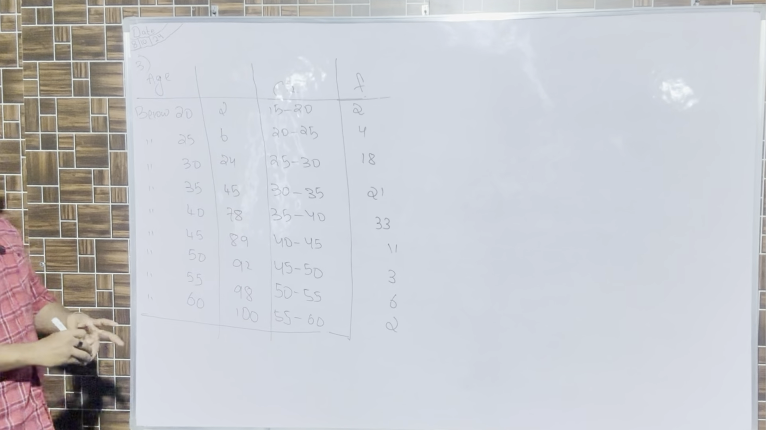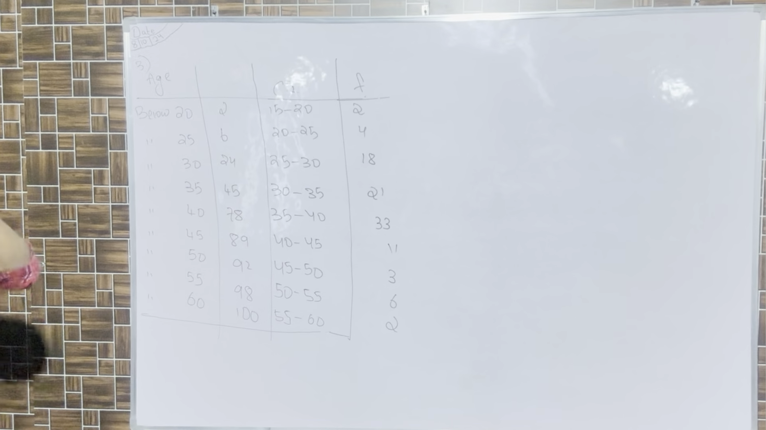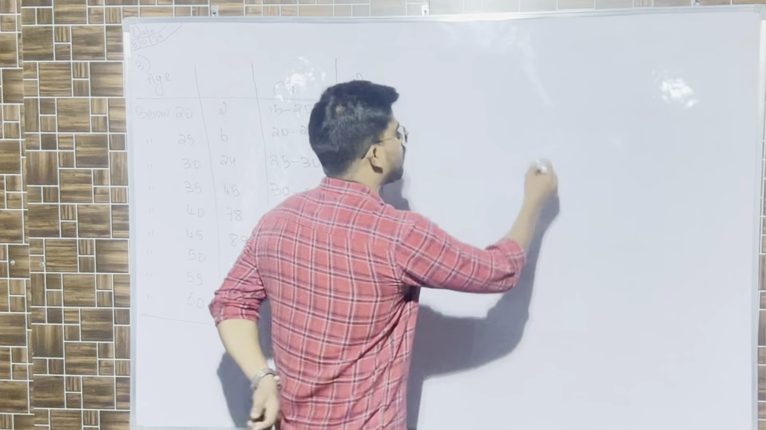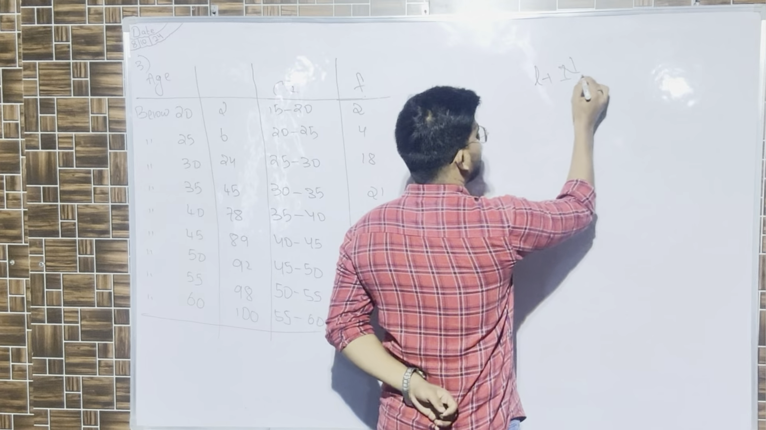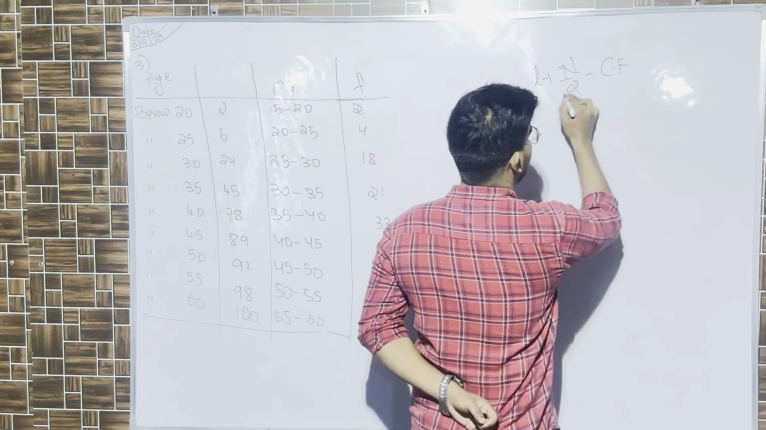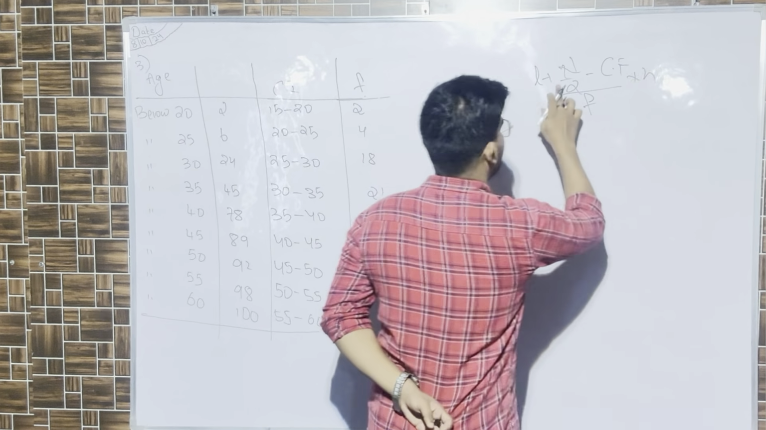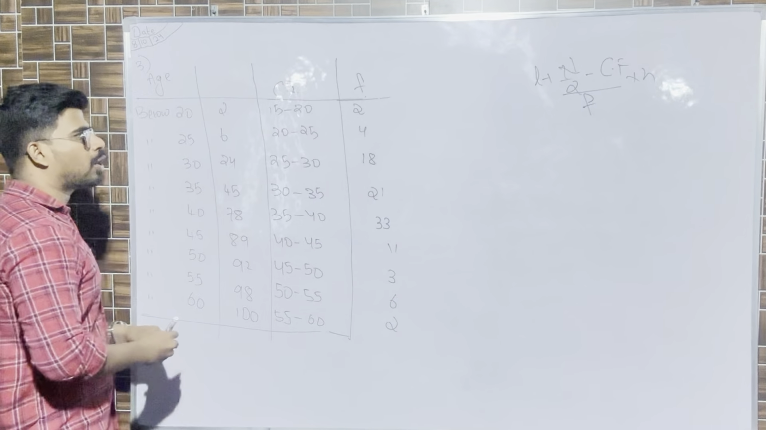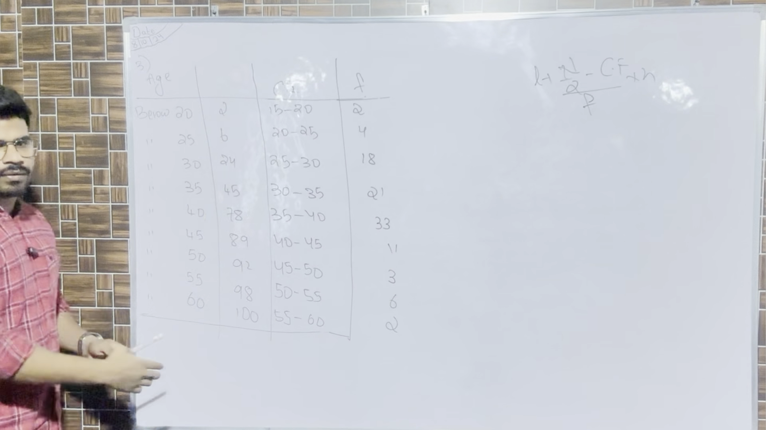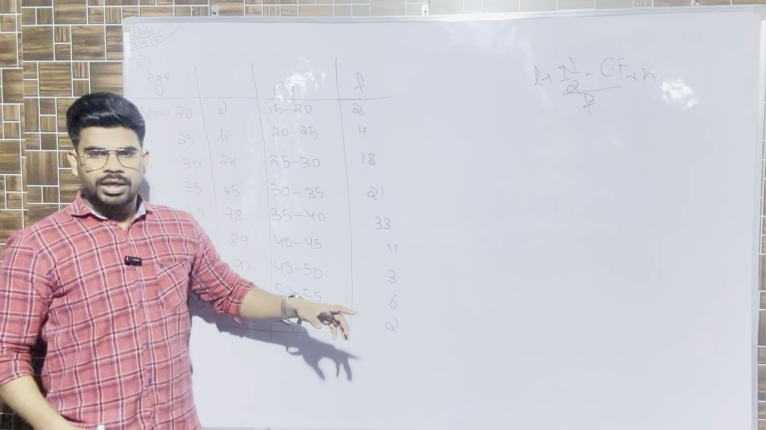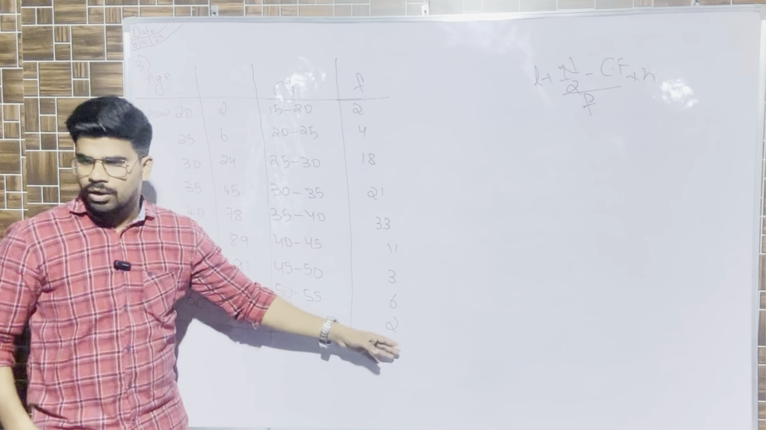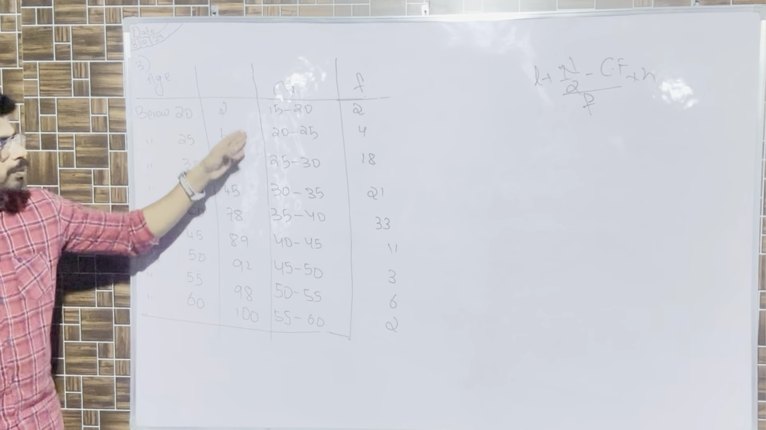Because cumulative frequency was given, we have to find frequency. Because in case of median, what is the formula for median? L plus (n by 2 minus Cf) by f into h. f we get from the frequency column. By looking at the cumulative frequency, we cannot find the value of f. In order to find the value of f, we should have the frequency column. In order to find the value of Cf, we should have the cumulative frequency column.